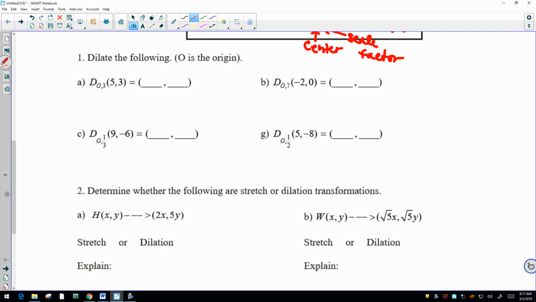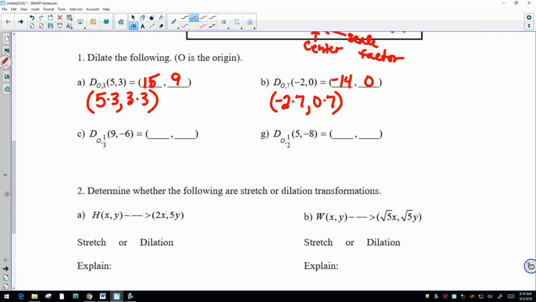So for 1a, I have 5, 3 as the coordinate with the scale factor of 3. So if I'm thinking 5 times my scale factor, and then 3 times my scale factor, that's going to give us a new coordinate of 15, 9. Okay, for our second example, again, scale factor of 7. So I want to think my coordinate times the scale factor, coordinate times the scale factor. It's going to give us a total of negative 14, comma 0.